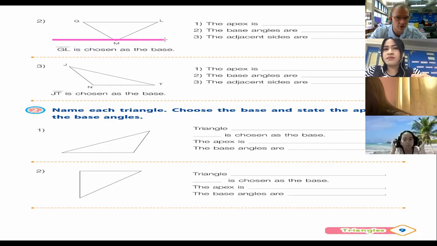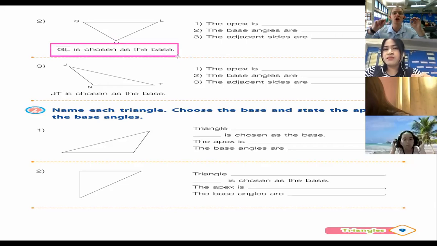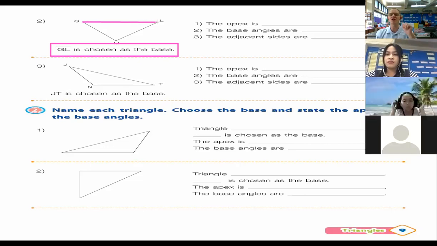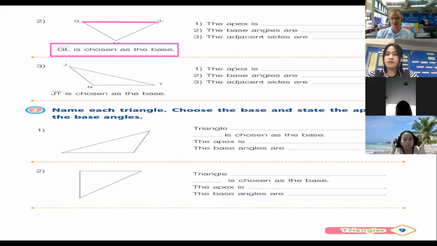Not the M, I don't want M there. Just GL. So GL is chosen as the base. Now, if you get a question like this, take any marker or any pen that you have and color that line in. It will help you to not make a mistake because now you know where the base is. Now we can answer the questions correctly.